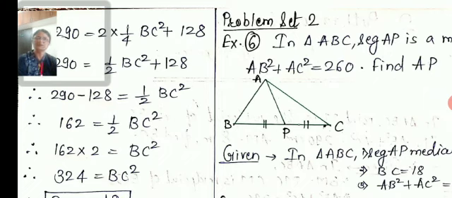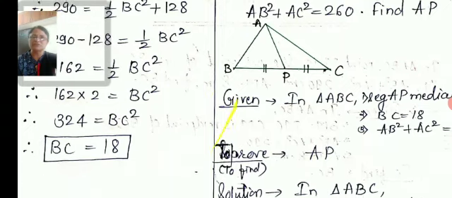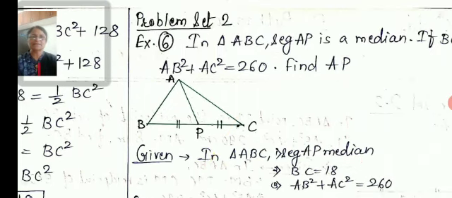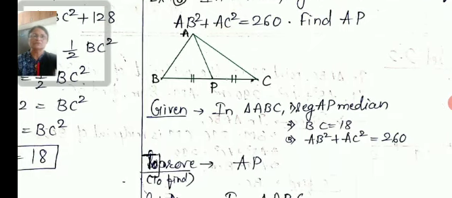So 324 is the value for BC square, and if we take the square root of this, BC equals 18. Now you can see the second example, problem set number 2, example number 6. We can see the figure of triangle ABC, and P is the midpoint of side BC. Here we have to calculate the value of AP.